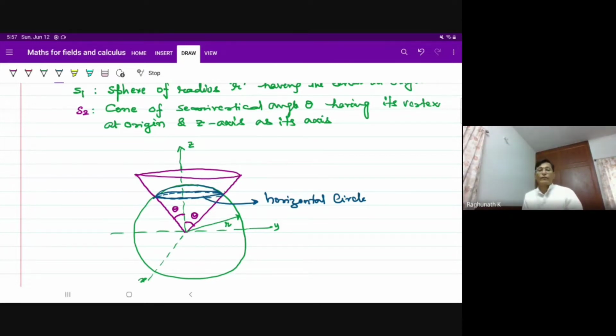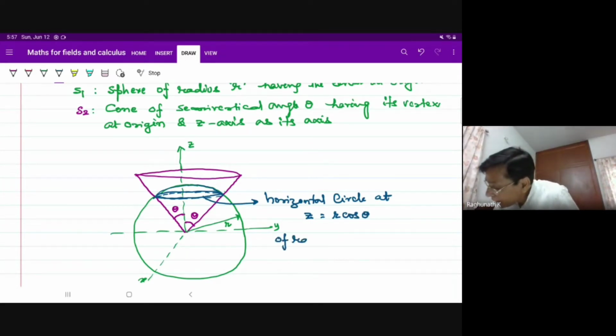at z is equal to r cos theta of radius r sin theta. Very important for you to understand this. We can take any amount of time. Today we have to complete this spherical coordinate system, that's all. Try to understand this.